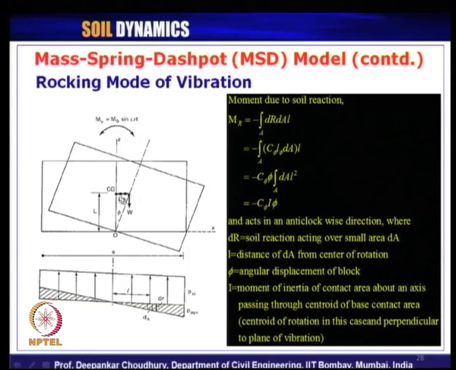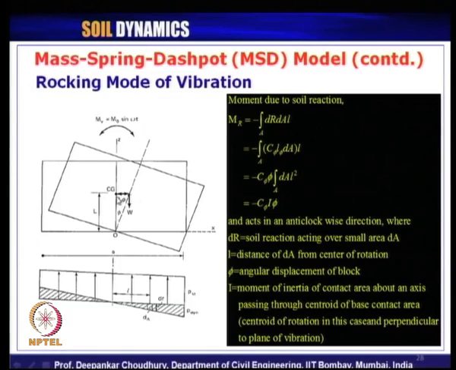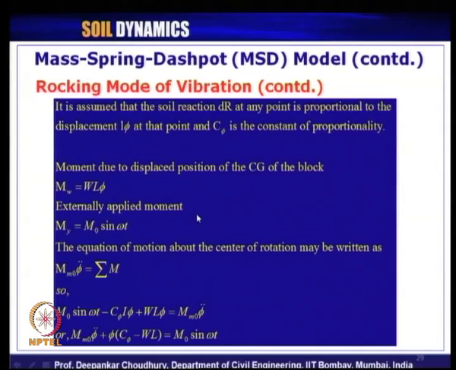And moment due to displaced position of the CG: because of this rocking mode of vibration, this CG has shifted from here to here. So, because of that the moment generated is nothing but W into L phi. For small rotation we are assuming this, neglecting this component, and considering L phi, right. So, W times L phi gives the moment due to displaced position of the CG, and the externally applied moment, that is dynamic load, is M naught sin omega t.